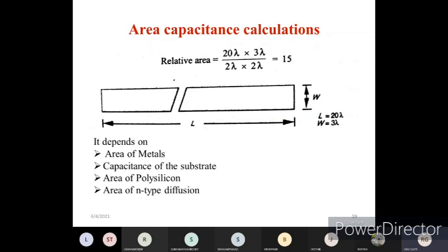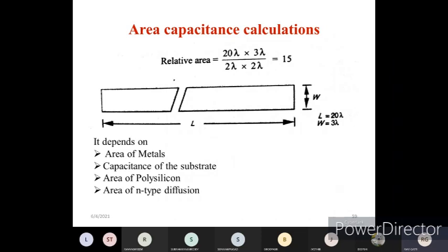picofarad per micrometer square. Once again I am telling you, the capacitance value for the 5 micrometer process will be 4 into 10 power minus 4 picofarad. Similarly, for the 2 micrometer process, the capacitance value will be 8 into 10 power minus 4 picofarad. And for the 1.2 micrometer process, the capacitance value will be 16 into 10 power 14.